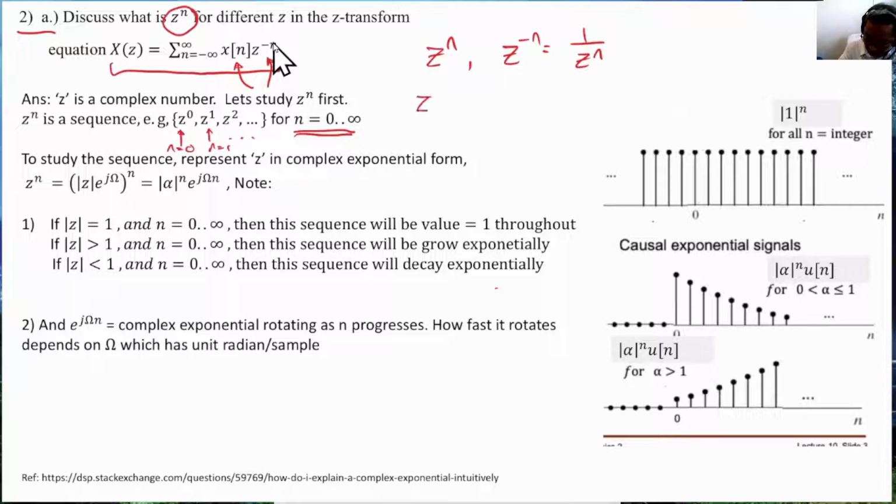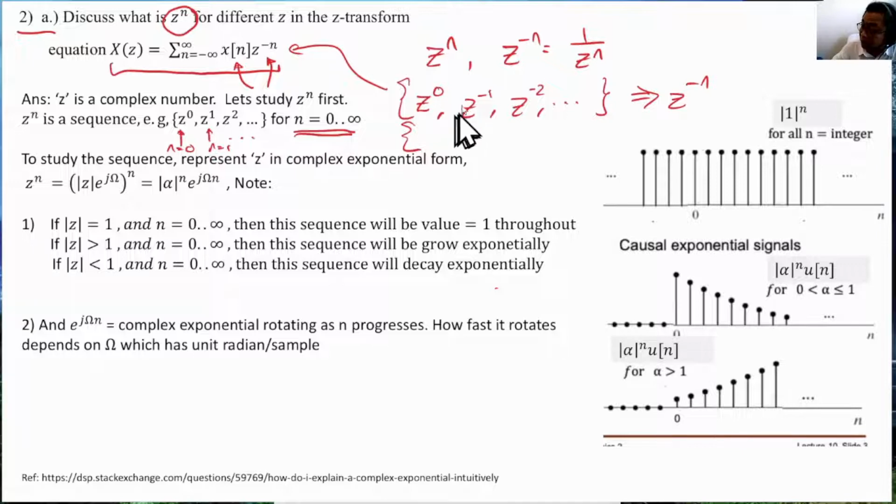So of course, the sequence will look like z to the power of 0, z to the power of minus 1, z to the power of minus 2, and so on for this sequence. And if we are studying the sequence with respect to positive power, then we are seeing it as z to the power of 0, z to the power of 1, z squared, z cubed, and so on. So let's study this sequence of positive power first.